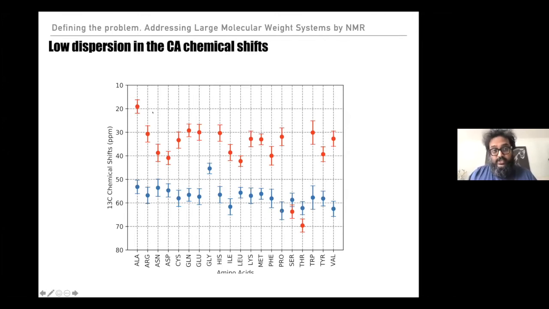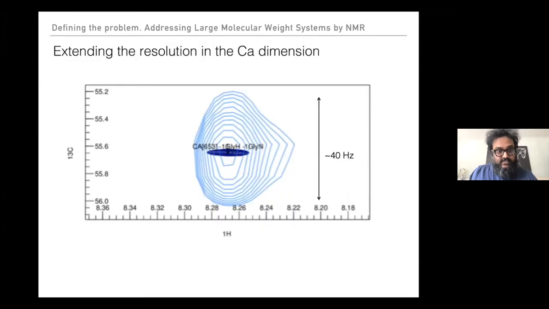And this is why we use the C beta chemical shift, because the C beta chemical shift has a larger dispersion. And we use that to disambiguate any degeneracies that occur in the HNCA. But for larger proteins, HNCACB seems like a wall.